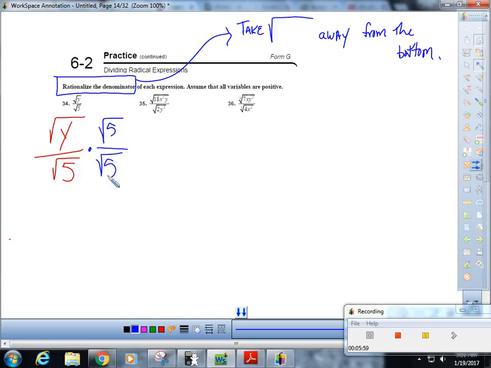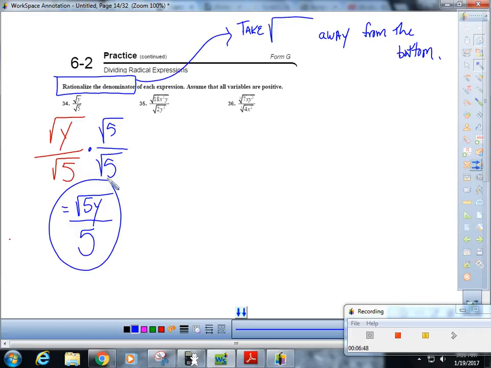So what do we have on the top? We have a square root of 5y. Okay? And what do we have on the bottom? Well, what's the square root of 5 times the square root of 5? Square root of 25, and what's the square root of 25? And that's your answer. So all we did was rewrite that so that there was no radical in the denominator. Okay?